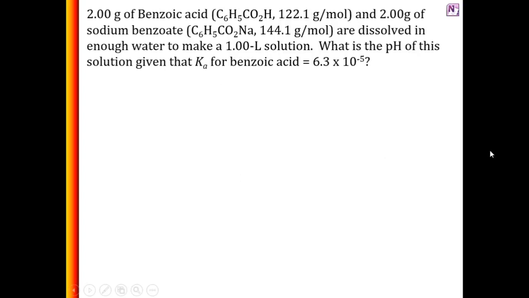Okay, so another question for you. So this one asks, if we have 2 grams of benzoic acid and they give us a molar mass, and 2 grams of sodium benzoate and they give us a molar mass, and they're saying they're dissolved in enough water to make 1 liter of solution. They want to know what is the pH of the solution, given that the Ka from benzoic acid is 6.3 times 10 to the minus 5. Okay, so it's a very similar problem. They're asking us to calculate pH, but we have to do a little more work.